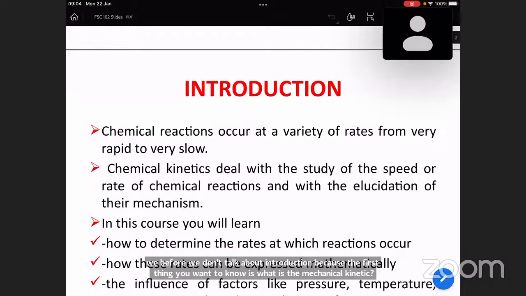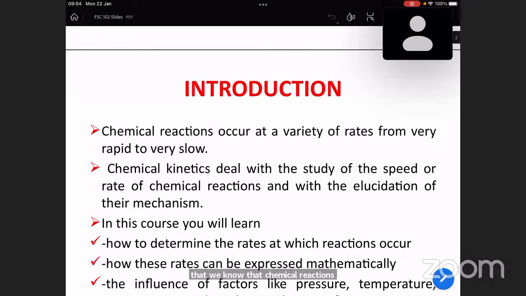Now, the number one thing is that we know, or I think you should know now, that chemical reactions actually occur at different rates. Some reactions occur very fast, while some occur very slow. In fact, some reactions occur at a rate that you hardly notice that the reaction is going on.